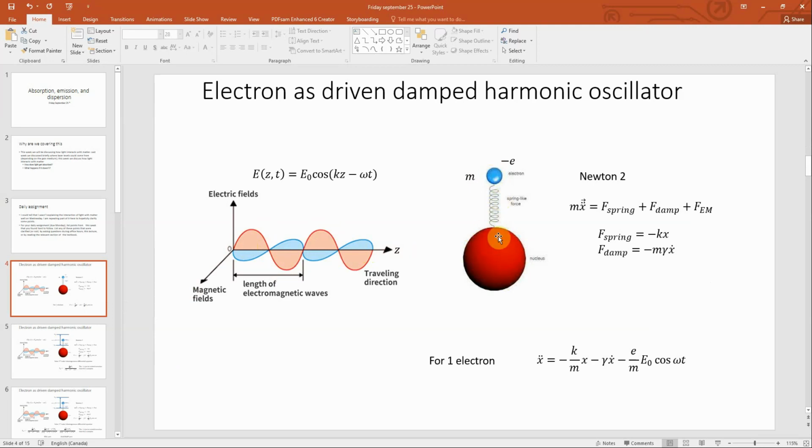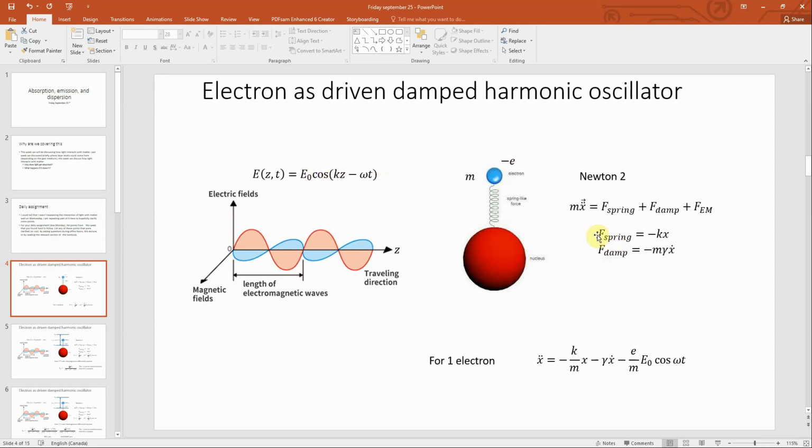Since it's an electron attached to a nucleus by a spring, then by Newton's second law, there'll be a force on this electron caused by this spring. We're going to say there's some unknown generalized damping term, and there's going to be some electromagnetic force on this. If you remember, we have the Lorentz force. We're going to ignore the magnetic field for now, and we're going to say that this force is equal to the charge of the electron times this electric field, where this field is, of course, oscillating.